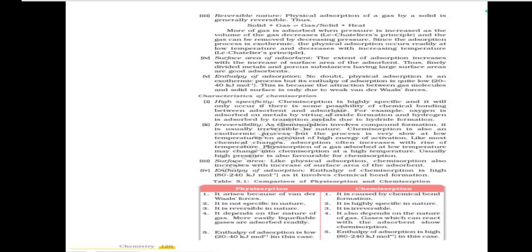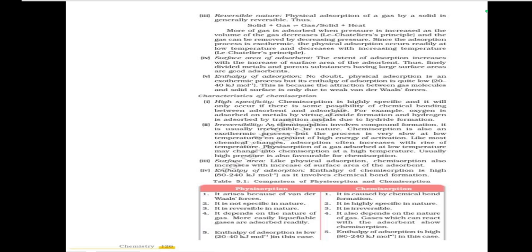Surface area of adsorbent: the extent of adsorption increases with the increase of surface area of the adsorbent. Thus, finely divided metals and porous substances having large surface areas are good adsorbents. Enthalpy of adsorption: physical adsorption is an exothermic process, but its enthalpy of adsorption is quite low, 20 to 40 kJ per mole. This is because the attraction between gas molecules and the solid surface is only due to weak van der Waals forces.